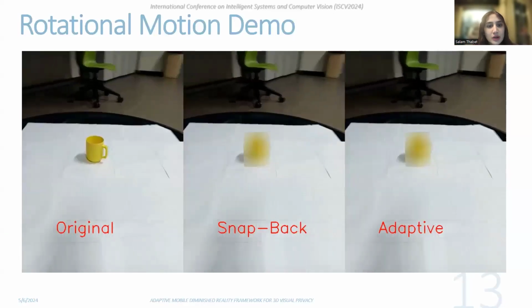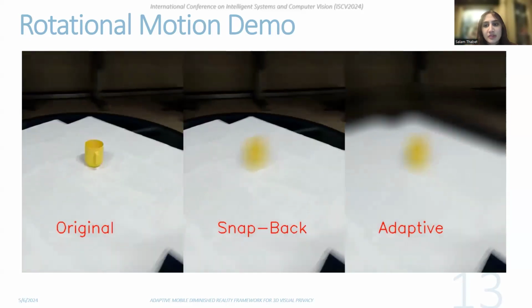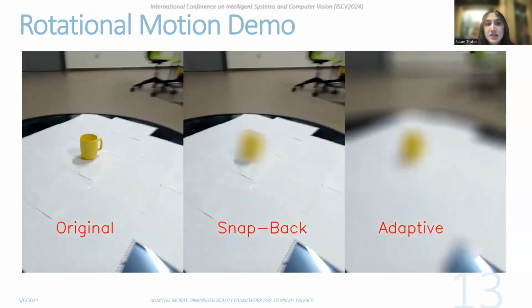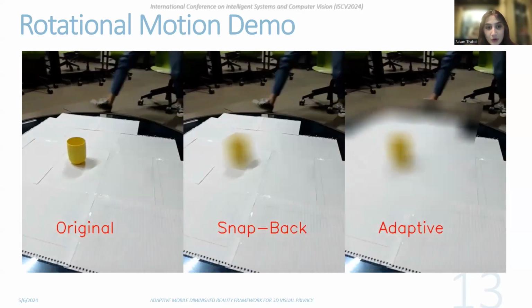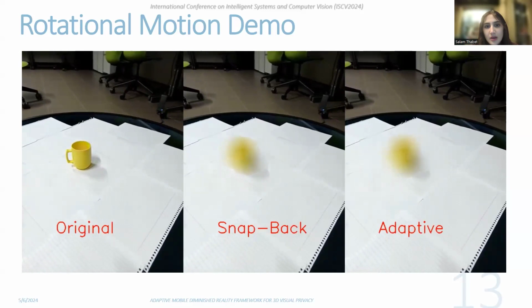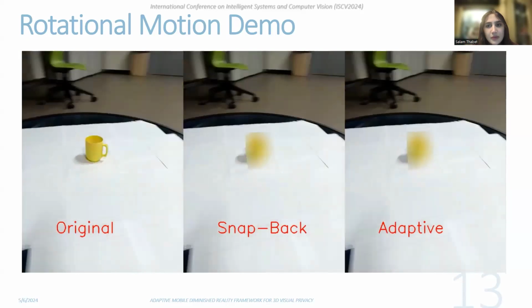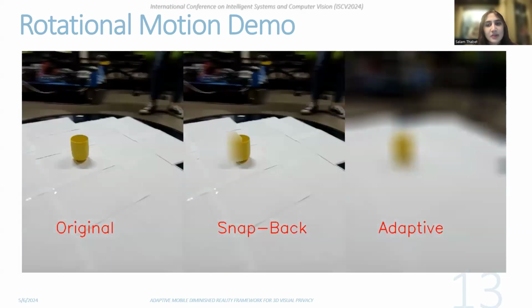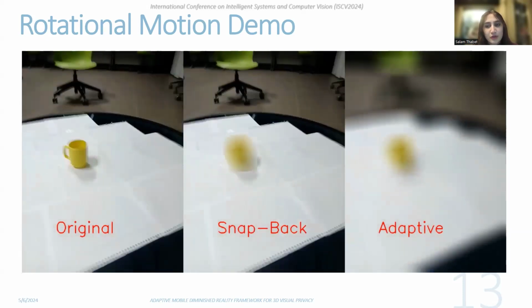Now we will show a demo for rotational motion. We show the original video, the one where snapback only is applied, and one where the adaptive method is applied. When the speed increases, the adaptive increases the scale quickly and successfully blurs the entire mug, even when the snapback algorithm fails. When we slow down over here, the adaptive scale slowly decreases back to its initial size. And then we increase our speed again. The adaptive increases, snapback fails. However, adaptive successfully blurs the whole mug throughout the entire run, even during fast and sharp movements.